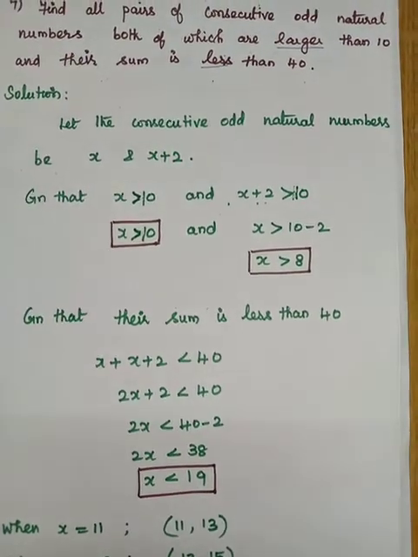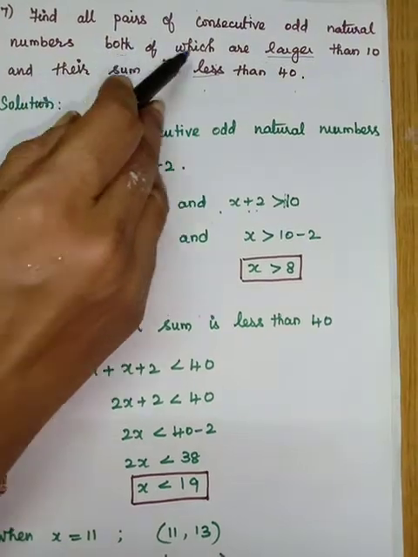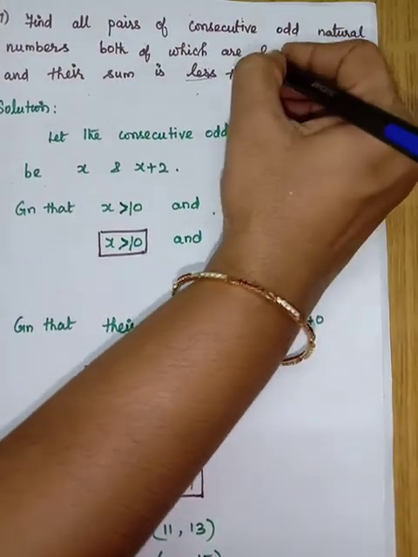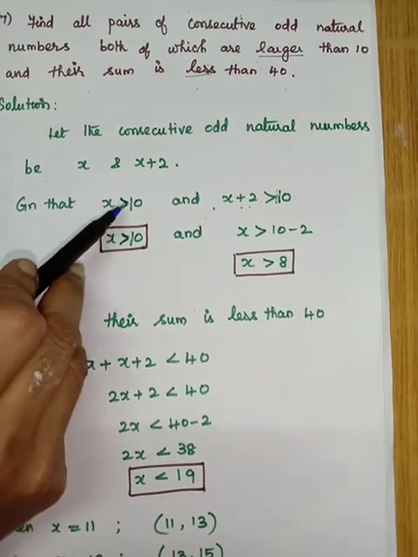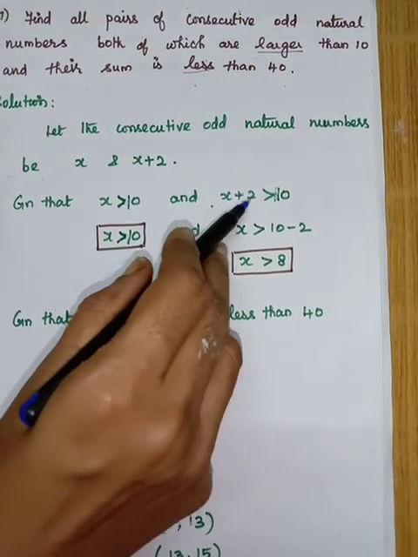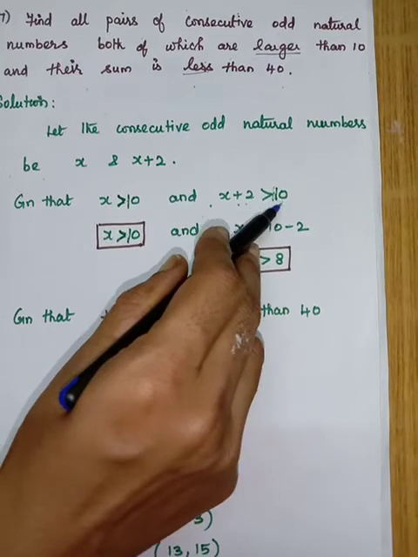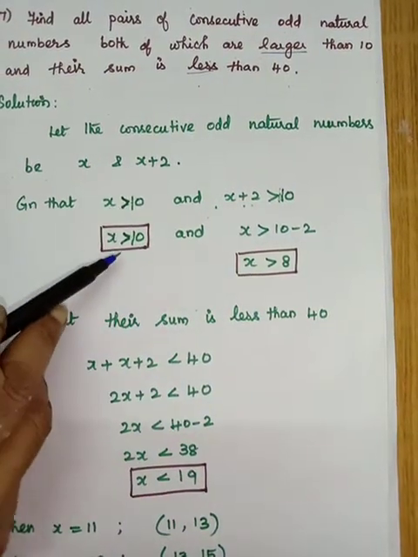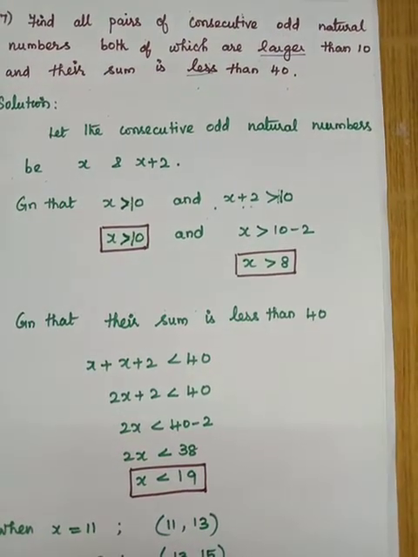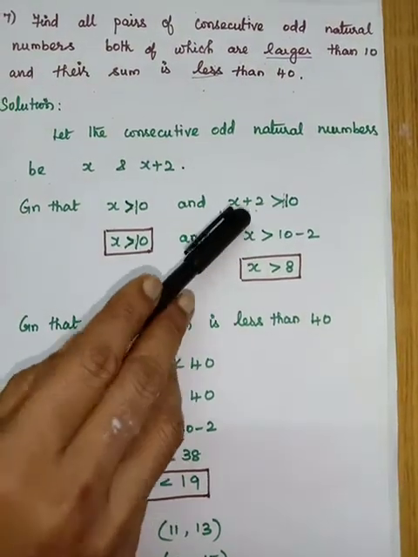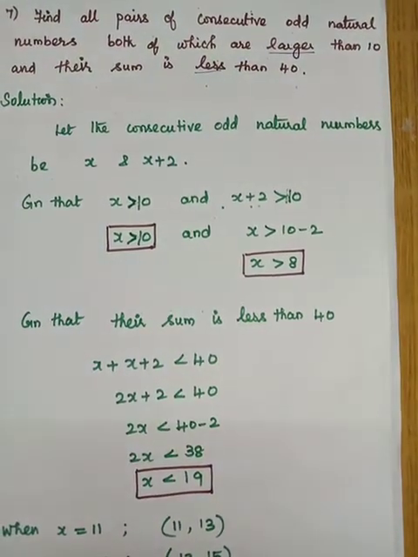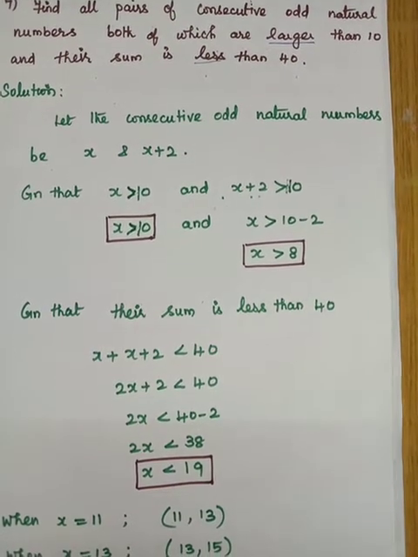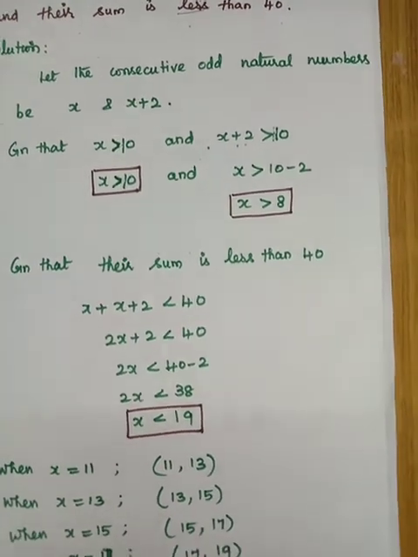Here it is given that both of which are larger than 10. So x is greater than 10 and x plus 2 is also greater than 10. So x greater than 10 we have written as it is, and come to here. Plus 2, when you take it to the right side, it is minus 2. So 10 minus 2 is 8. So x is greater than 8.